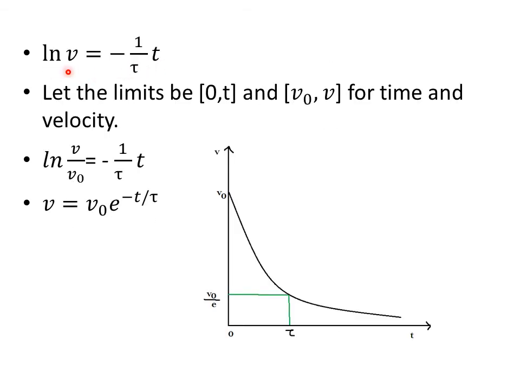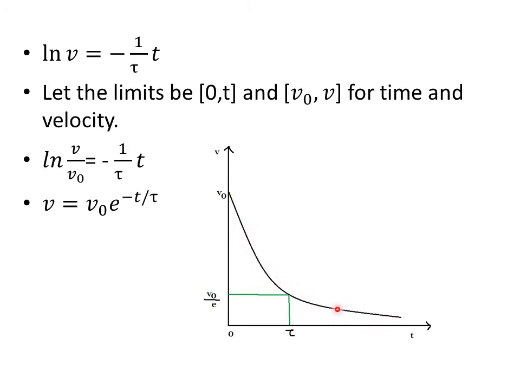So then we will get the equation ln v is equal to minus 1 by 2 tau into t. Now, considering the upper and lower limits of time and velocity, we can modify that result as ln v by v0 is equal to minus t by 2 tau, which gives you the answer. The equation for velocity in the presence of damping is v is equal to v0 e raised to minus t by 2 tau.